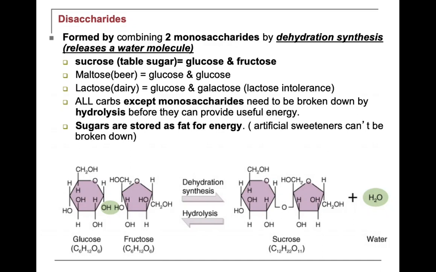The artificial sweeteners cannot be broken down. It becomes toxic. It ends up being stored in the liver, and the liver has to break those down. That's your like NutraSweet or Sweet and Low, your aspartame. These things are very, very toxic for the human body. It's found in diet soda, diet Snapples, all of those things. It's really dangerous to consume, so try and stay away from that stuff.